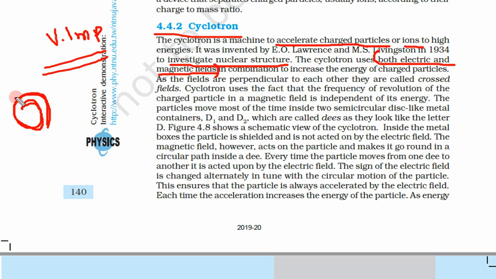So electric energy helps in getting the path bigger, and this magnetic field helps in making them move in a circular path, in combination to increase the energy of the charged particle. So electric field is increasing the energy and magnetic field is creating the circular paths.